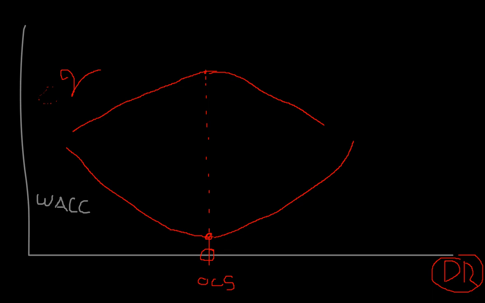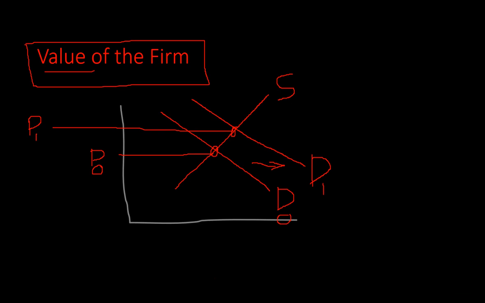Higher debt ratio, lower weighted average cost of capital only up to a certain point. Okay, at some point, it will increase because the company will be too risky. And because of that, if this will increase, there will be less projects available for the company and lower demand for the company, and that will reduce to lower share value. Okay, that's the value of the firm.